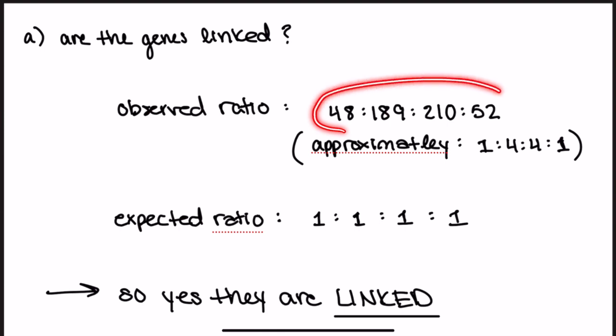Looking at the actual offspring numbers, we see significant deviations from the expected 1-to-1 ratio. We can see that the higher numbers are for the progeny with blue color wings and no line patterns on them, and the progeny with white color wings and line patterns on them. This suggests that the genes for wing color and pattern might be linked. So at the end, we can say that yes, these genes are linked, as the expected and observed ratios are not the same.